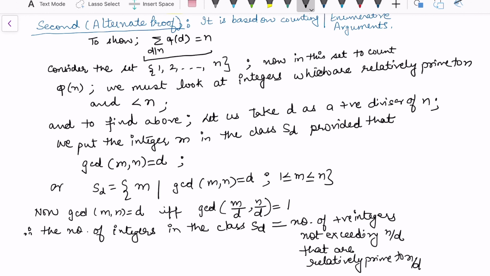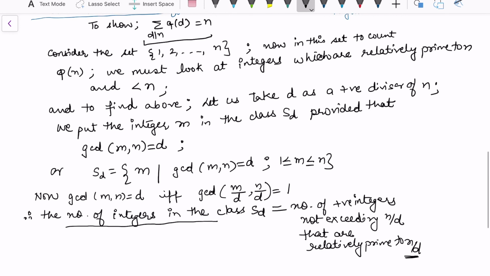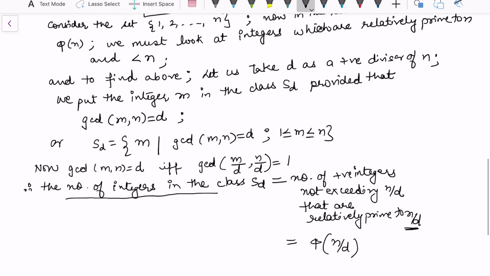So in this set we are considering the number related to n, and on this side we are considering the number related to n/d. So in other words, this number is nothing but phi of n/d. So this means the number of integers, on this side we have phi(d), and this side we have phi of n/d.